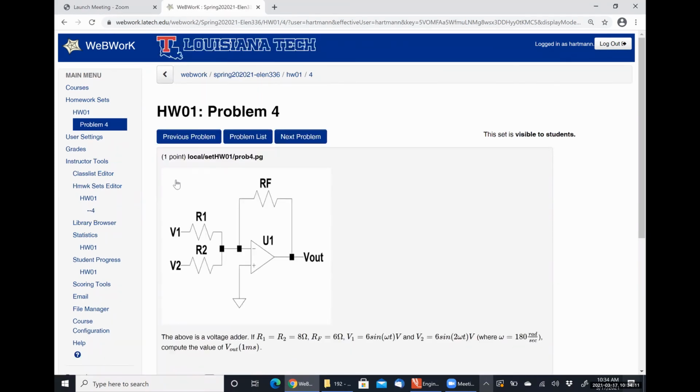Problem 4, we did not cover inverting summing amplifiers in this class, but you could do this by just using superposition and treat it as two inverting op amps and then just add the results together at the end, or you can go back through and check your notes for how inverting summers work. Pretty simple and straightforward.